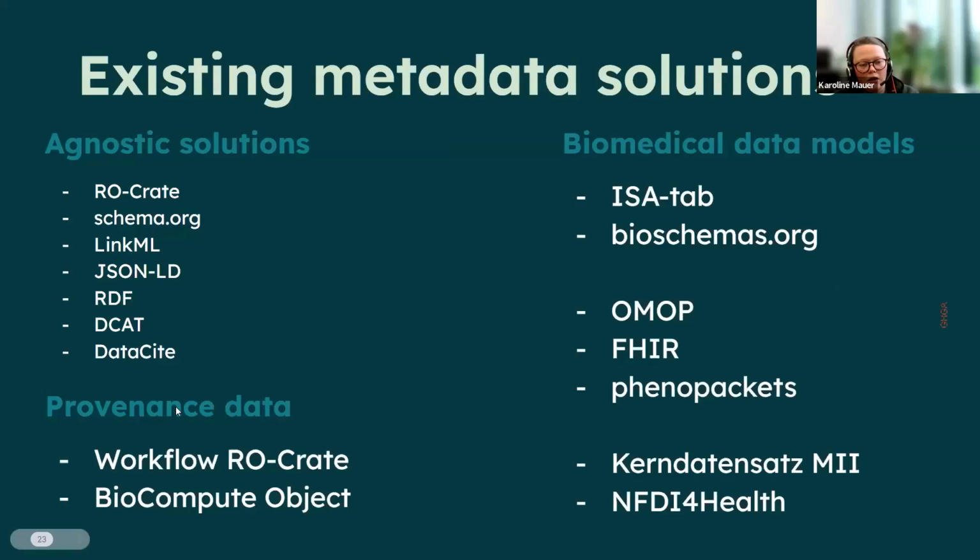Then there are metadata solutions that work extremely well with provenance data, which records the changes that were made to a file and also the pipeline that was run, like Workflow Run Crates or BioCompute Objects. And then we also have a lot of biomedical data models like ISA-Tab and bioschemas.org, which again are very broad. We have clinical models like OMOP, FHIR and Phenopackets, and two German solutions, which are the core data set by the MII, the Medical Informatics Initiative, and NFDI4Health.